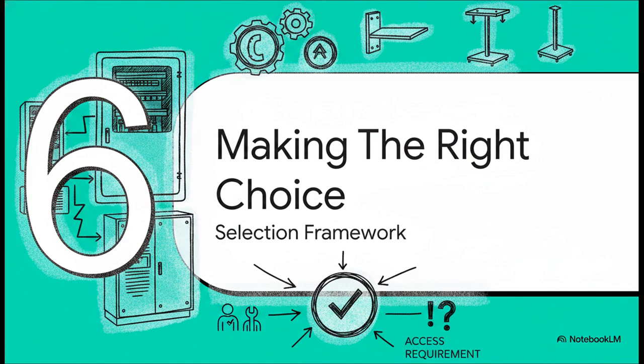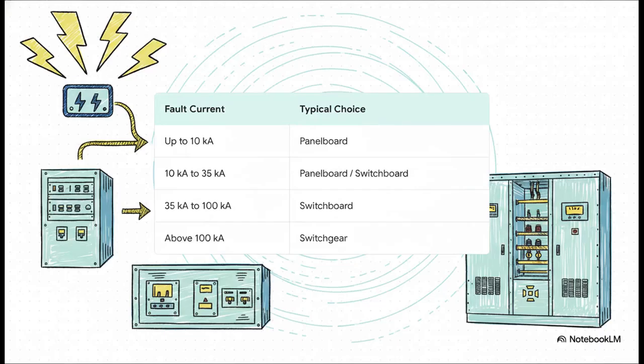Section 6. Making the right choice. All right, let's take all these standards, mounting styles, and access requirements and turn them into a practical, real-world framework you can actually use. It all starts with fault current. Your equipment's short-circuit rating has to match or exceed the available fault current at its installed location, which, by the way, is always highest closest to the utility source.